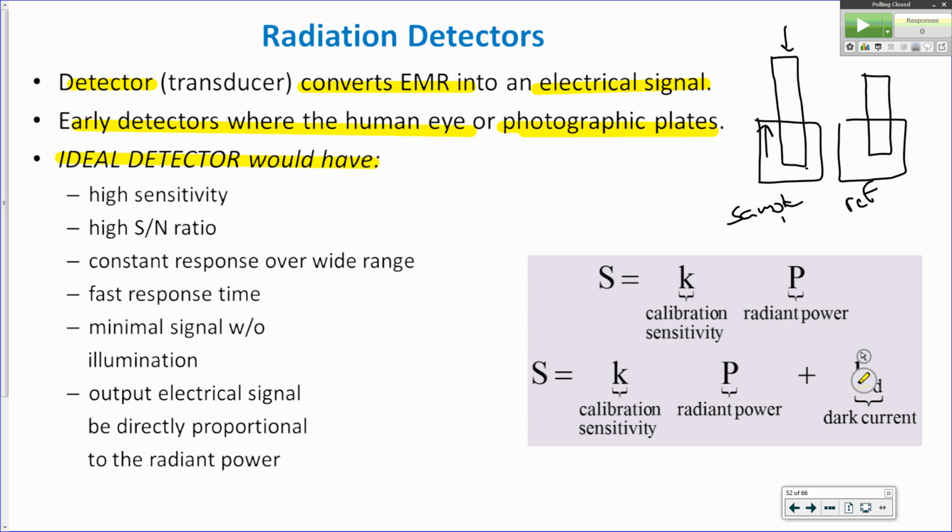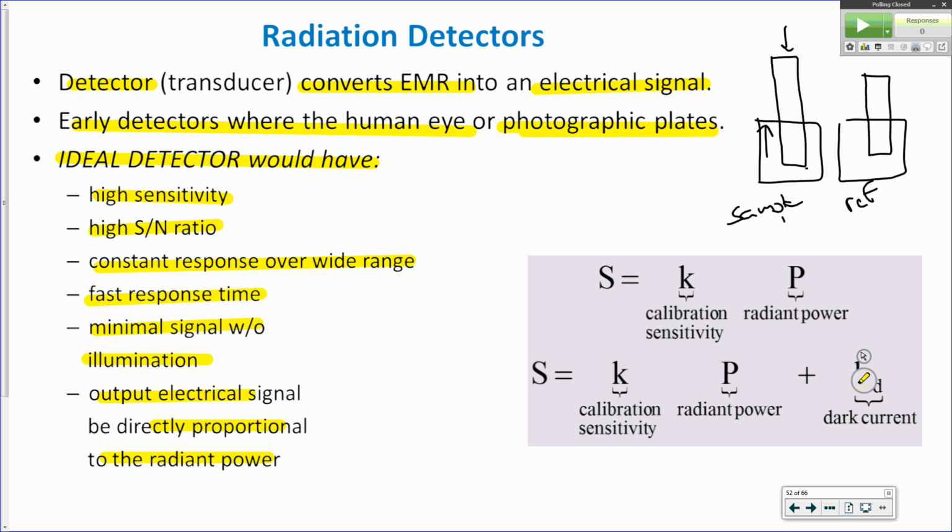we make a wish list. We want a detector to have high sensitivity, a high signal-to-noise ratio. We would like for it to have a constant response over a very wide range. I want it to respond fast. Ideally, I want it to have a minimal signal without illumination, and this is so it would go through the origin on a calibration curve. And I want the output signal, whether it be current, voltage, or whatever I'm measuring, to be directly proportional to the radiant power. That's my wish list of things. And most detectors can do that to some degree.